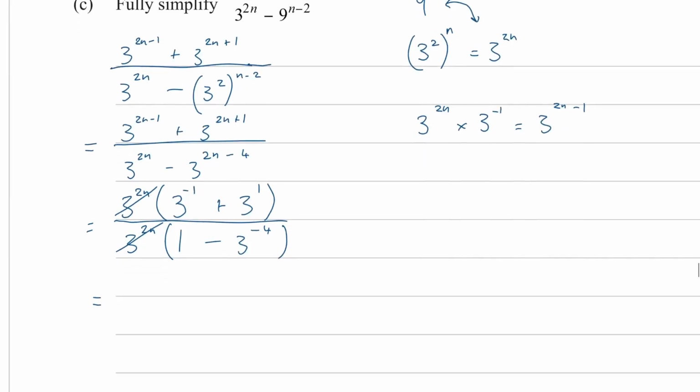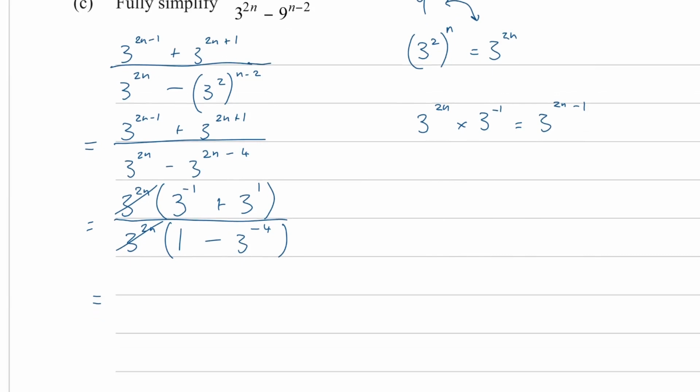And then we're left with all these numbers, which are just numbers, right? So 3 to the power of negative 1 is actually 1 over 3, which is a third, plus 3, all divided by 1 minus 1 over 3 to the power of 4. So I just expressed that negative power as a positive power number. But before going down this rabbit hole, how's about we just don't?